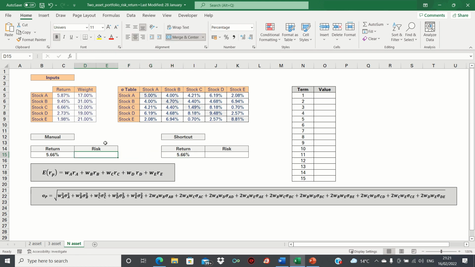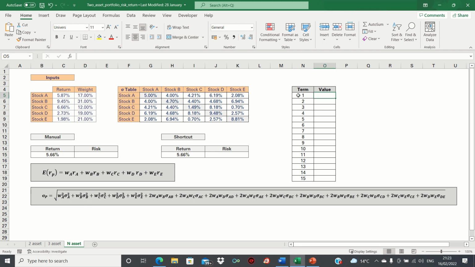Next, let's move on to the risk, which is slightly trickier. To calculate the standard deviation manually, we're going to use this formula at the bottom. Since this formula is very long, we're going to decompose it. The formula consists of 15 terms, so we're going to calculate each term and then add them all up and find the square root of the answer to calculate the standard deviation manually.